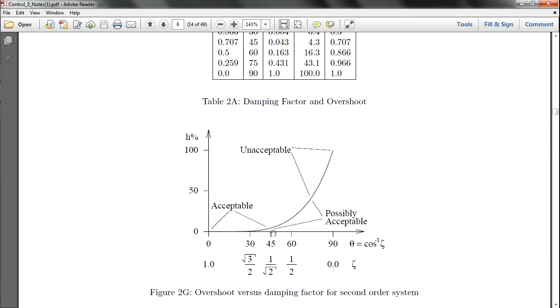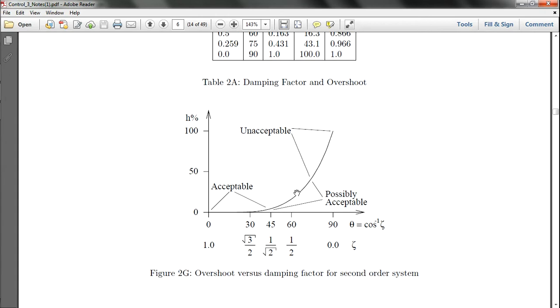So we are not looking at this portion. We are looking at this. We want it to be acceptable. This portion is unacceptable. Well, this portion says that it's possibly acceptable. What does this mean, and under what condition does this occur? Okay, so let us look at it.